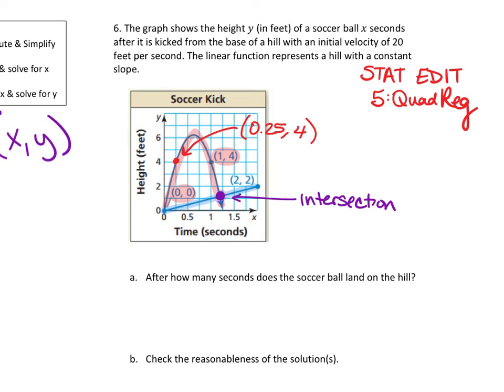The numbers we have are 0, 0.25, and 1 for our x's. For our y's, we have 0, 4, and 4. Those are all the coordinates we found off of the graph. I'll give you a second to catch up on typing.